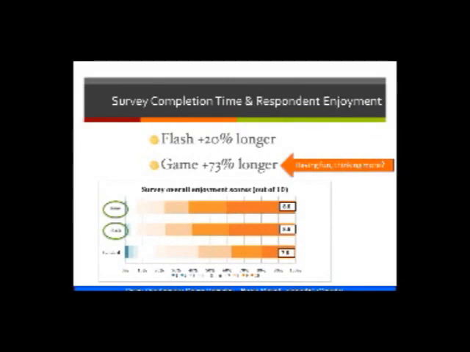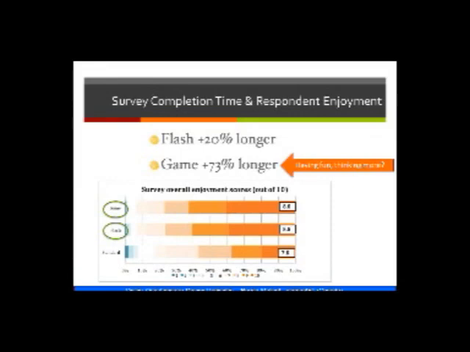And one of the things we also want to recognize is that a lot of surveys today are quite long. They may run 15, 18, 20 minutes long. So there is an impact on the questionnaire length because flash questions do take a bit longer. Sometimes we put multiple questions over multiple screens. Game ones take even longer, but we did recognize that they are having more fun.